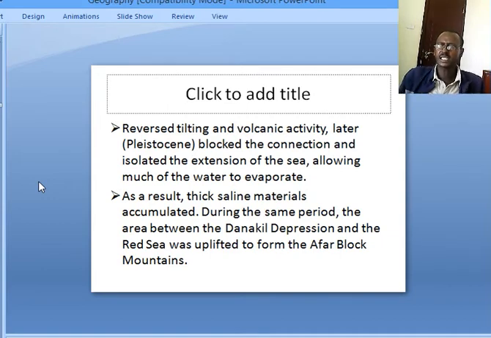During the same period, the area between the Danakil Depression and the Red Sea was uplifted to form the Afar Block Mountain. So the Afar Block Mountain is a result of these processes.